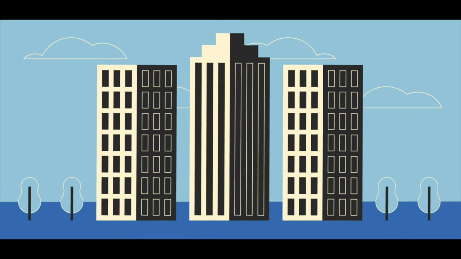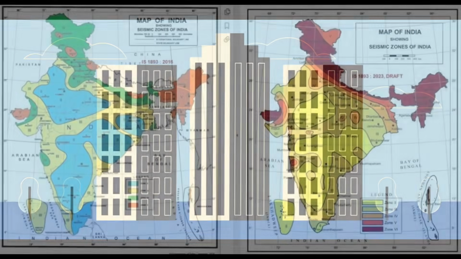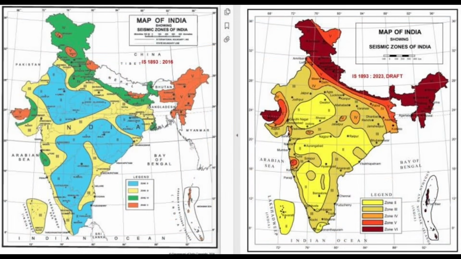Earthquakes don't give warnings, but our codes must. With the release of IS 1893-2025, seismic design in India has taken a major leap forward, moving closer to global best practices and performance based thinking.